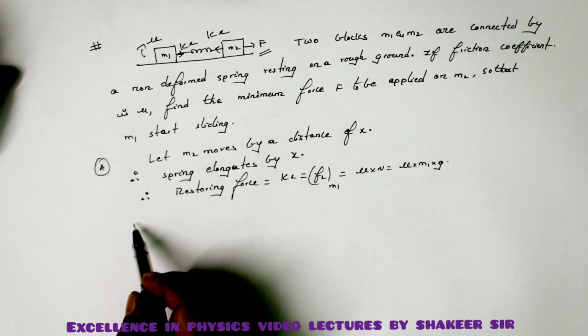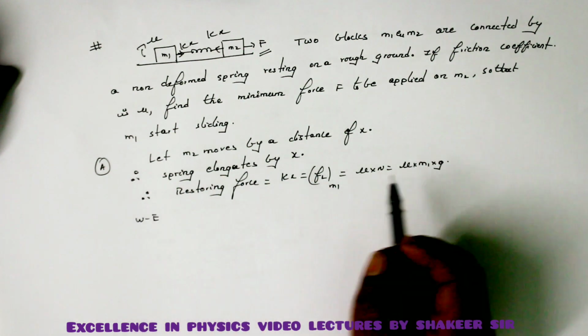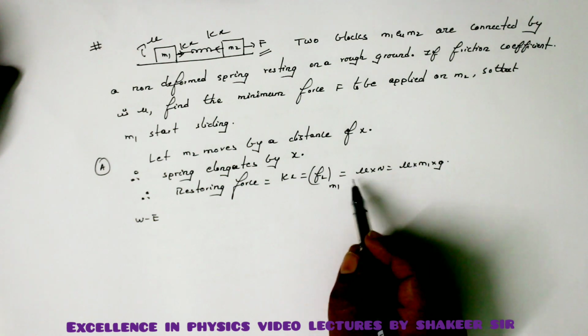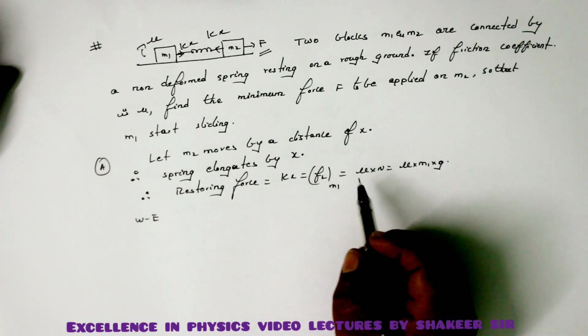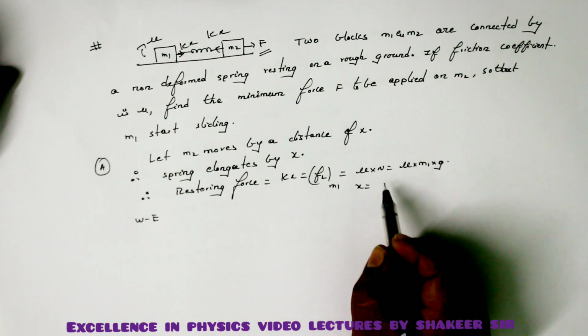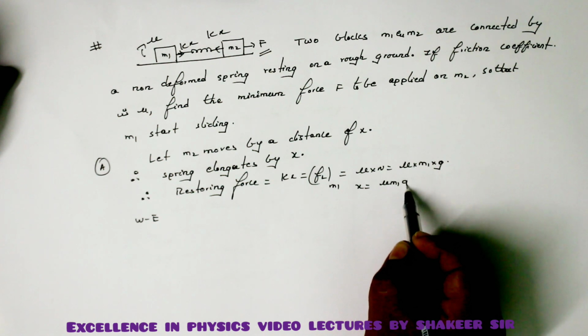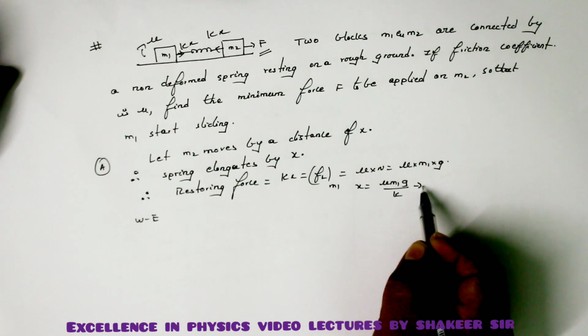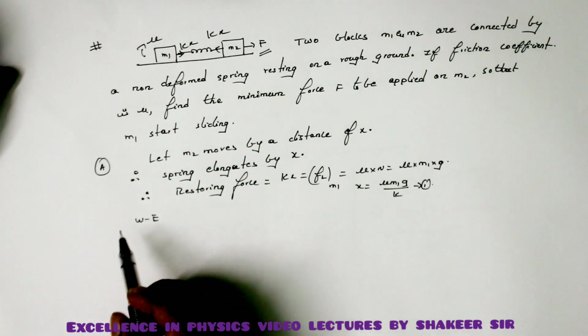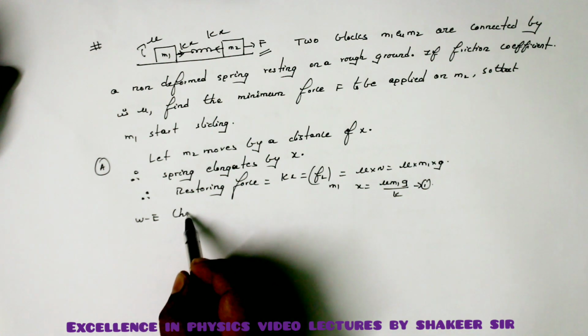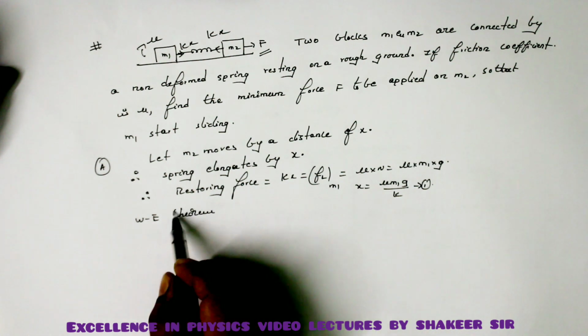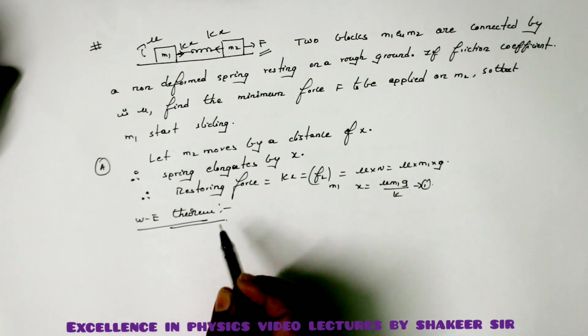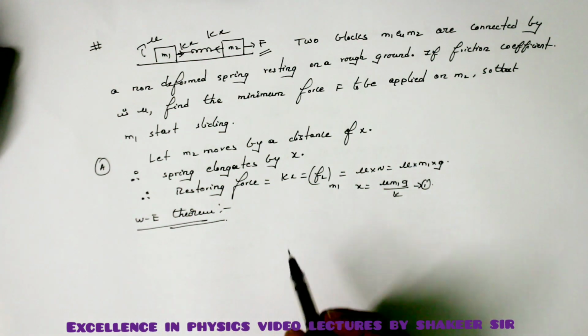Now let us see how we can use the work-energy theorem. So from this I can also calculate x value. So x is equal to mu M1 g divided by k. So let it be my equation number 1. So now we will use the work-energy theorem. So let us see how many forces are doing work initially.